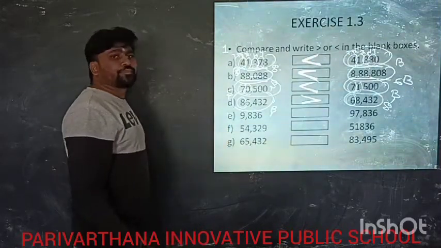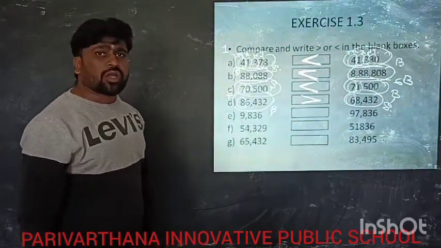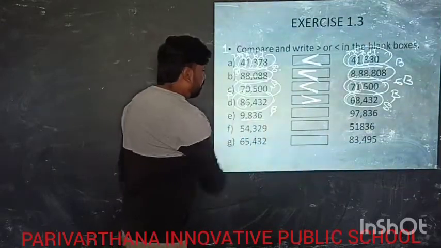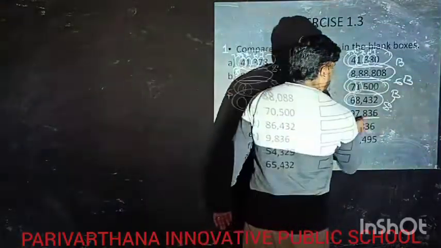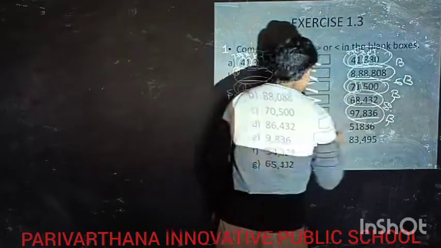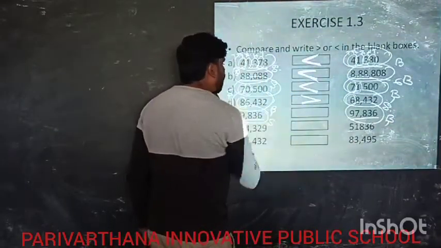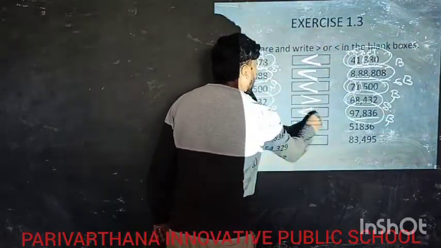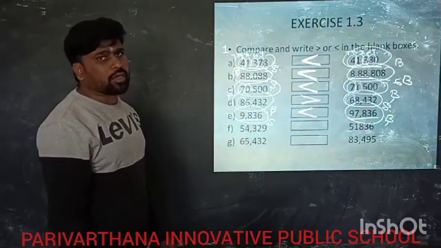Now, E. Again, first count the number of digits. Here 4 digits, here 5 digits. Therefore this is the small number and this one is the big number. Again, the arrow mark points towards the small number.